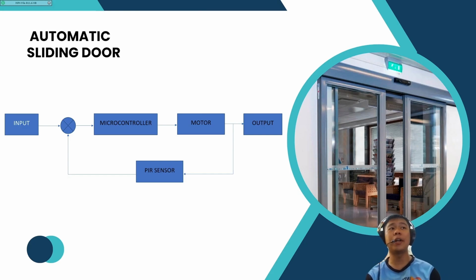Third, we have our automated sliding door. We have our input with our power supply, our processing microcontroller, motor output, and our feedback system is a PIR sensor. So when it senses a human or movement, it will actuate the microcontroller, and then the motor will rotate to open the door. After a few moments, when there is no movement, the door will close.